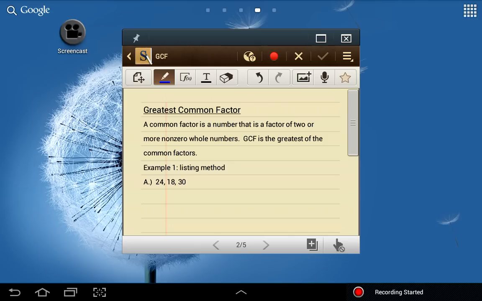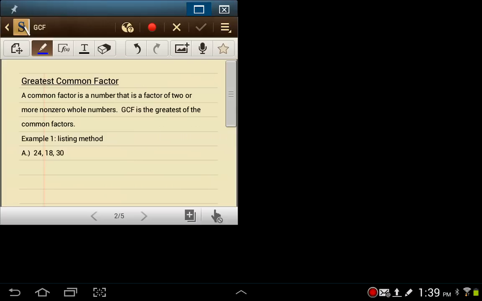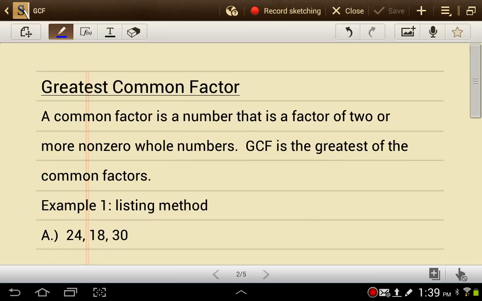Alright guys, here we are today. We're now going to use greatest common factor, and I know we spent a lot of time working on those sheets last night for homework, but that's really going to help you in this greatest common factor sheet that we're going to do today. First of all, let's talk about what greatest common factor is.